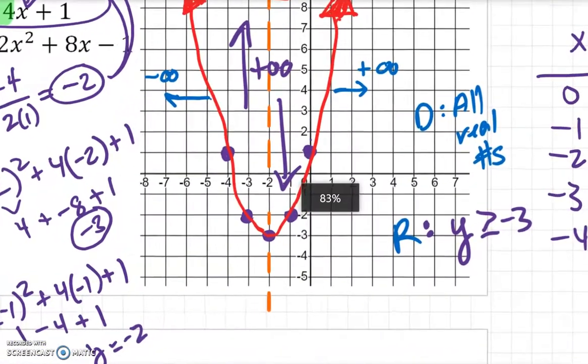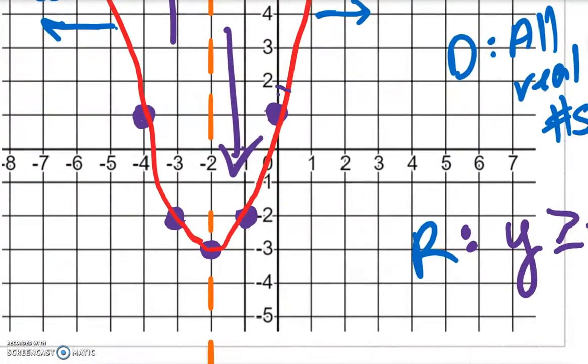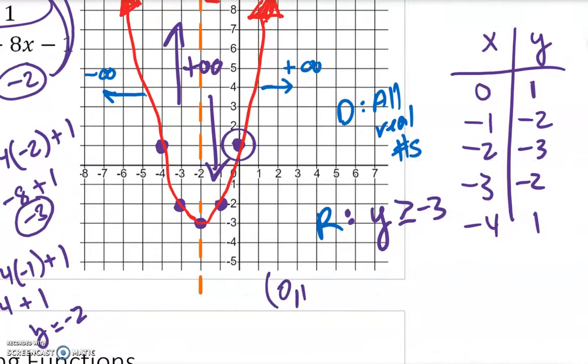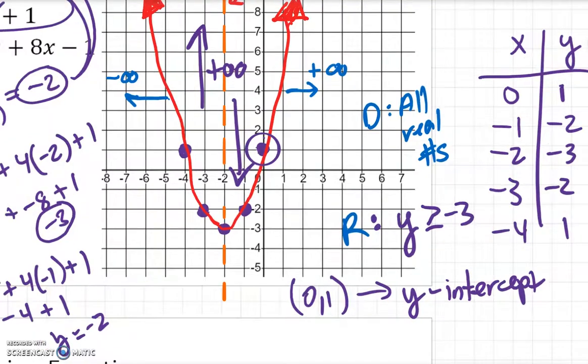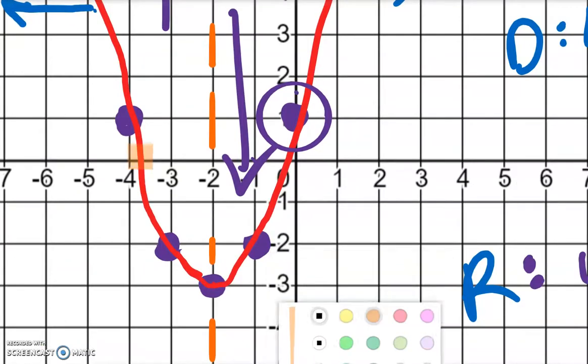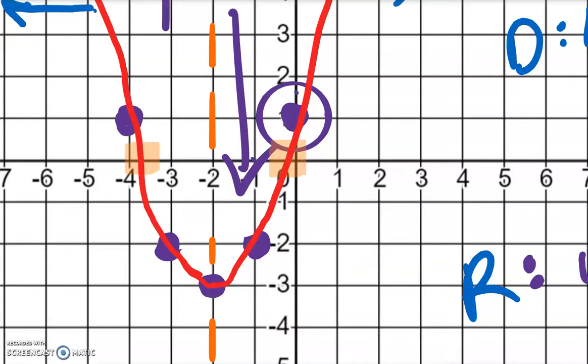X and y intercepts. We can see that this graph crosses the y-axis right there at positive 1. So we can say that (0, 1) is the y-intercept. It only crosses the y-axis one time. And we do have a couple of x-intercepts. If I really zoom in here, we can see that the x-intercept is right there and right there. Pretty close. It doesn't look like we have exact numbers, so we can call that maybe negative 3.7, if we're estimating.